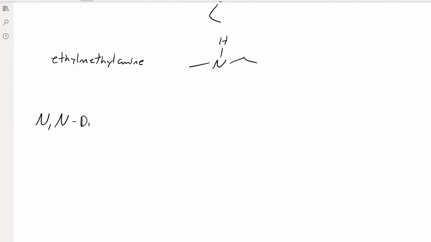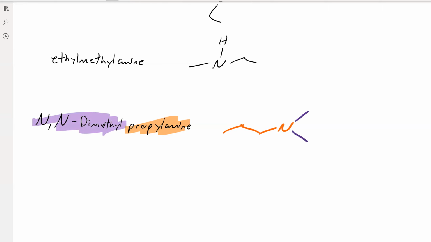So N,N-dimethylpropylamine, right? Propylamine, 3 carbons, and then a nitrogen. So there's 1, 2, 3, nitrogen, and then on the nitrogen, there's 2 methyl groups. 1, 1.